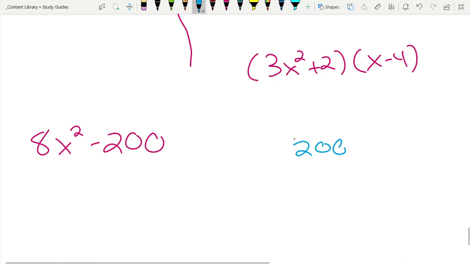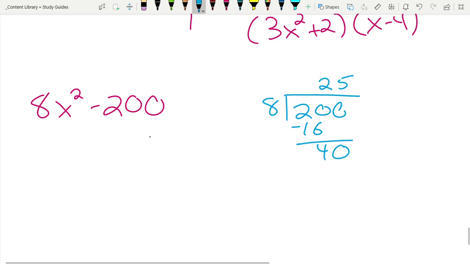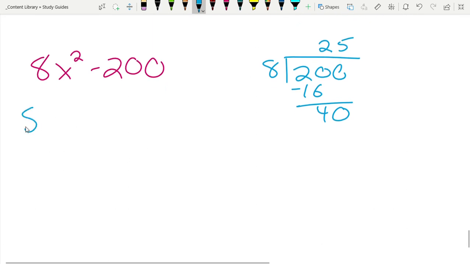So 200 divided by 8. 8 goes into 20 twice. 16, bring down the 0, bring down your other 0. 8 goes into 40 5 times. So yes, 8 goes into everything. So we pull out the 8, and now we have x squared minus 25. And then sometimes we think we're done, but we've got to go through the list.